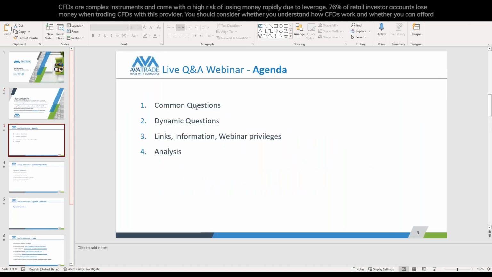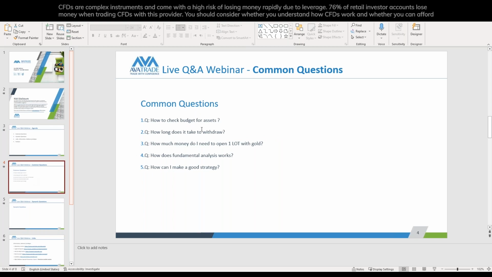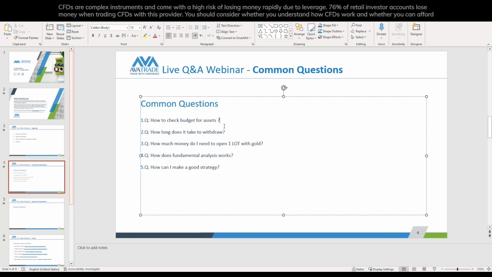Let's review the first question. So we said the common questions, the first questions that we received, and see what they are. How to check budget for assets. That's a question that I don't fully understand. How long does it take to withdraw? That's an easy one. How much money do I need to open one lot? That's okay. How does fundamental analysis work? Okay, not bad. How can I make a good strategy? This is a common one. Let's address this one.